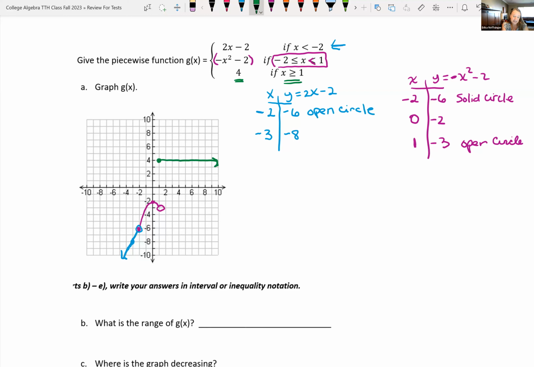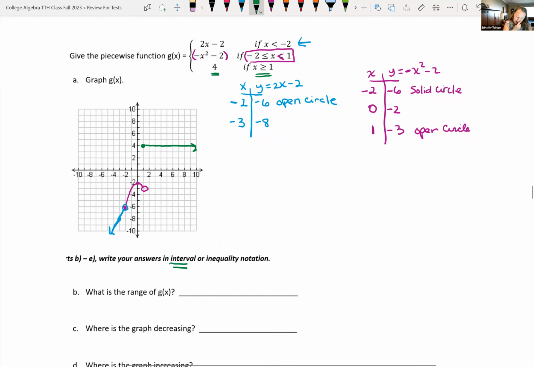So now looking at this, I can answer information about my graph. So what is the range? Range are all the y values that are included. And it wants us to write our answers in interval or inequality notation. I used to always just have it be interval notation, but I'm getting more lenient.